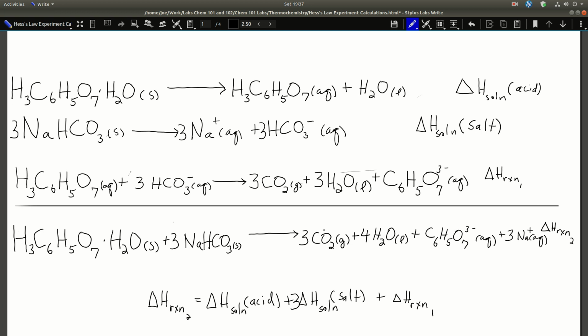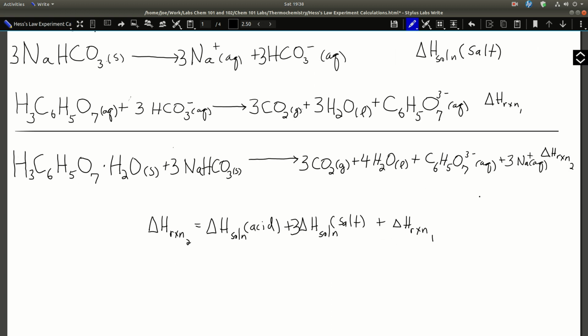But what we want is the heat of reaction, the change in enthalpy of reaction for solid sodium bicarbonate reacting with solid citric acid monohydrate, this third reaction right here. And so using Hess's law, if we can get the heat of solution for the acid, heat of solution for the salt, and heat of reaction for this third one here, then when we add them up, it should give us what we want. You guys see that? How that adds up like that?